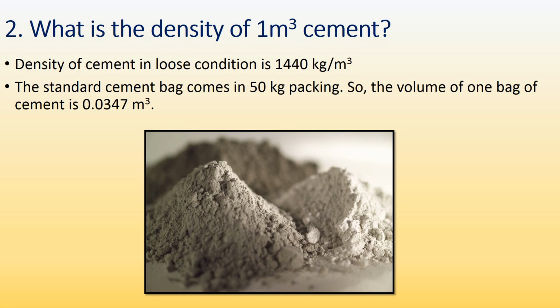The next question we discuss is, what is the density of 1 cubic meter of cement? The density of cement in loose condition is 1,440 kilograms per cubic meter. The standard cement bag comes in 50 kilograms packing. So, the volume of one bag of cement is 0.0347 cubic meter.